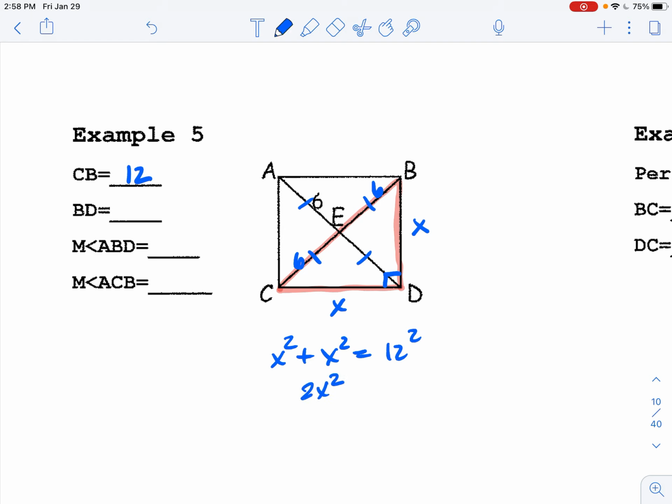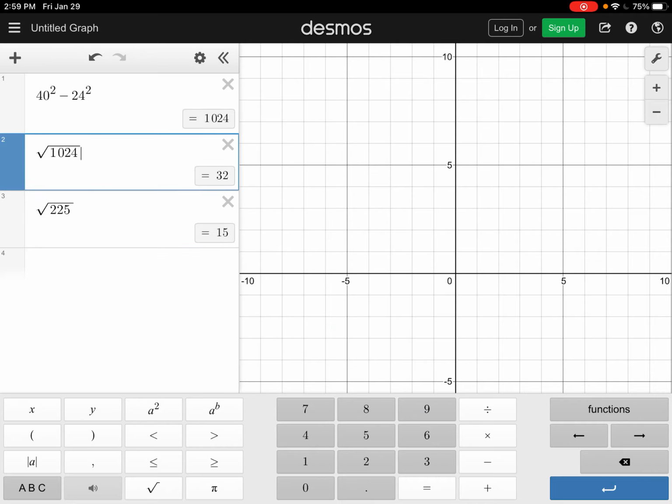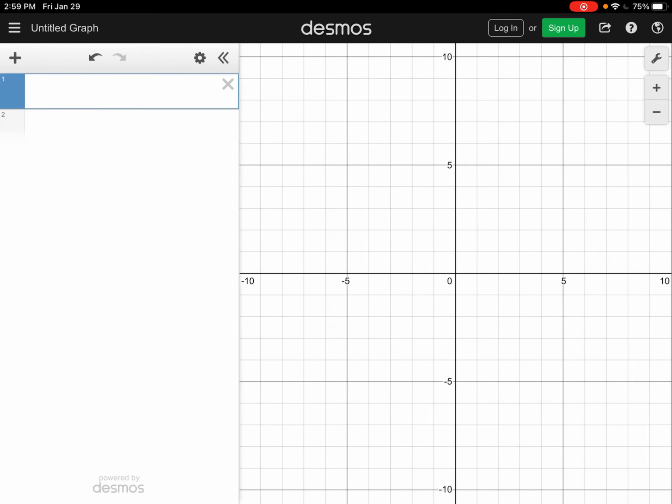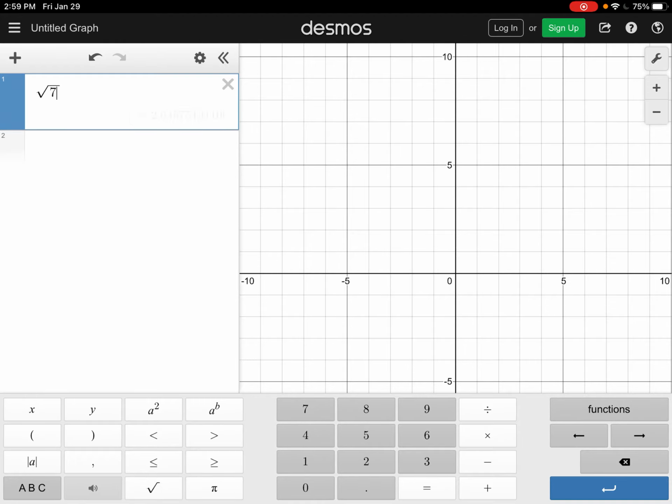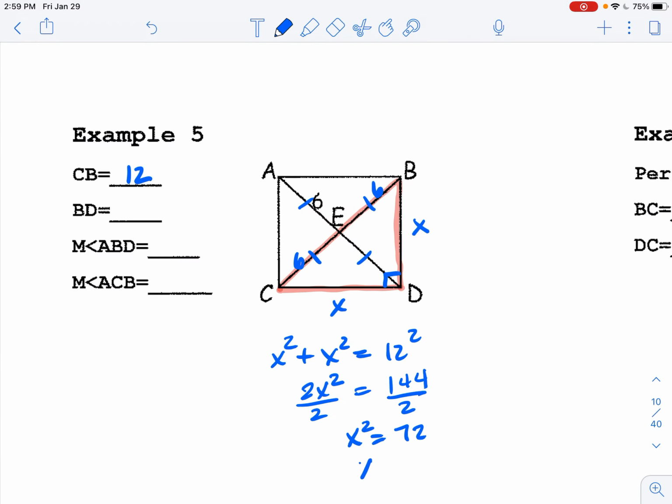All right, so this gives me 2x squared, because if you have one x squared and another, that makes 2. And this is equal to 144. Divide both sides by 2, so x squared is equal to 72. And if I take the square root of 72, let's just get a decimal approximation. Square root of 72 is about 8.5. So x is approximately 8.5.